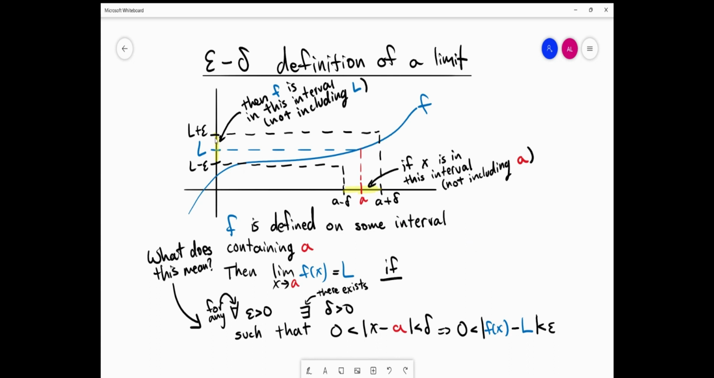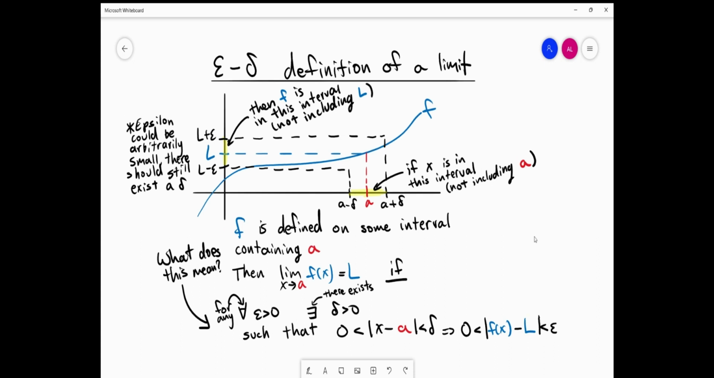Now, it seems logical, right, that no matter how small we could make epsilon, no matter what, as long as there exists this delta, we can make delta arbitrarily small. So if we make epsilon arbitrarily small, we can make delta arbitrarily small. That's basically why the limit exists.